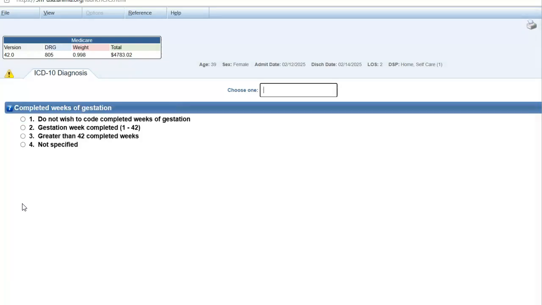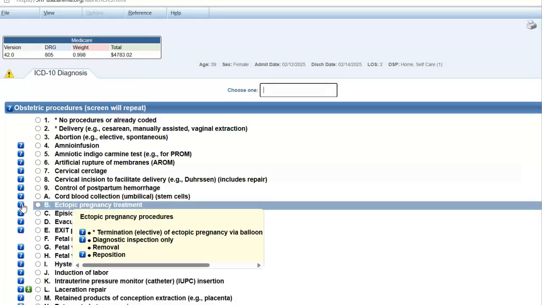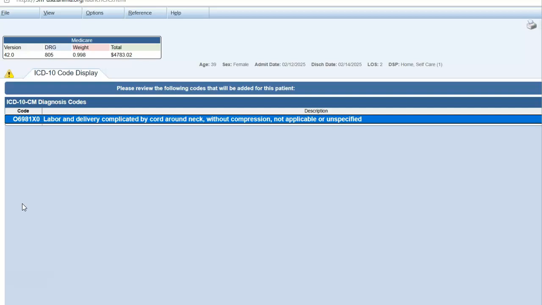We don't have to code the weeks of gestation. Again, we already did that. We already coded the outcome, so we're going to hit no. There's not any other complications to code, so we're going to hit no. Okay, so I'm going to hit no procedures. We already have all our delivery procedures.